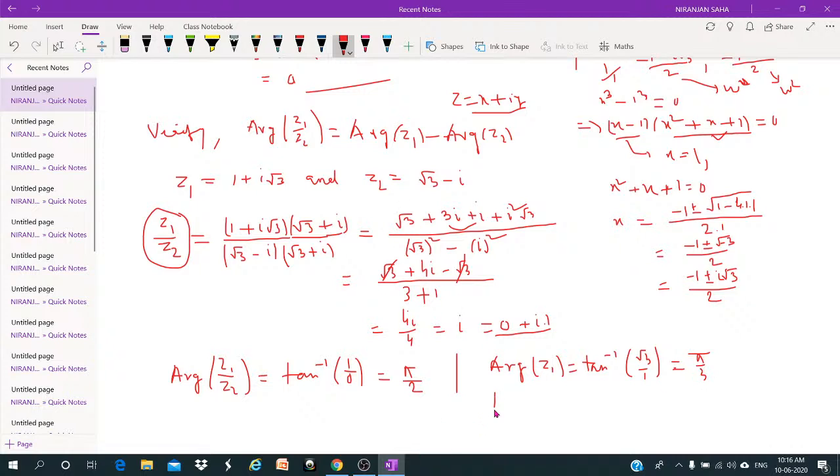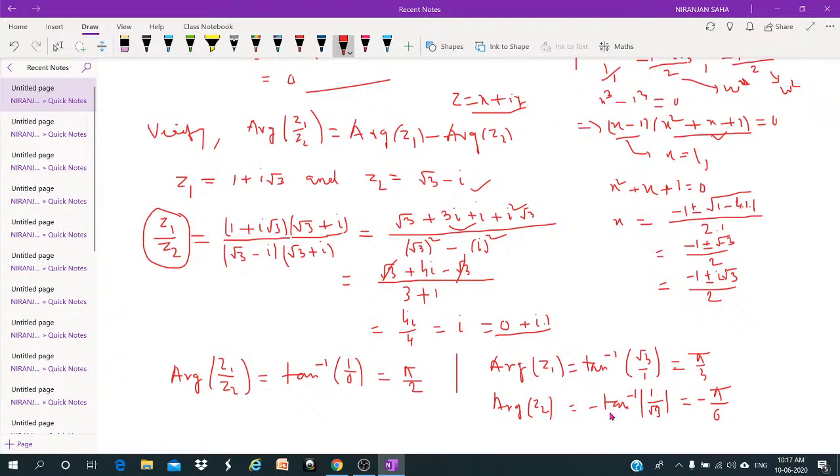And now the argument of z2. We have to look at where this point exists. This is positive, negative, so it belongs to the fourth quadrant. In the fourth quadrant, it will be minus tan inverse of mod of y, which is 1 by root 3. The value 1 by root 3 comes from tan pi by 6. So this will be minus pi by 6.